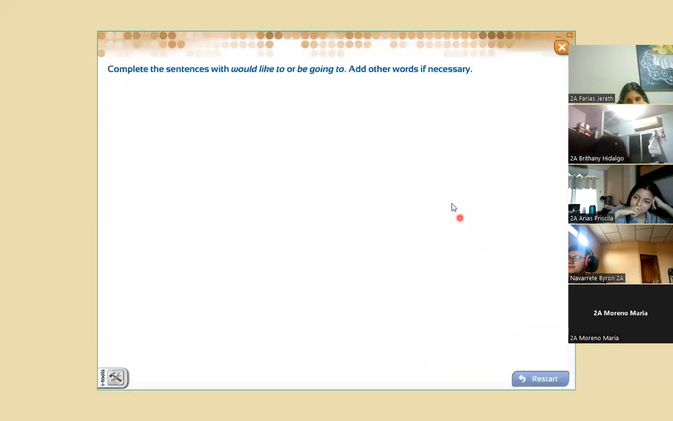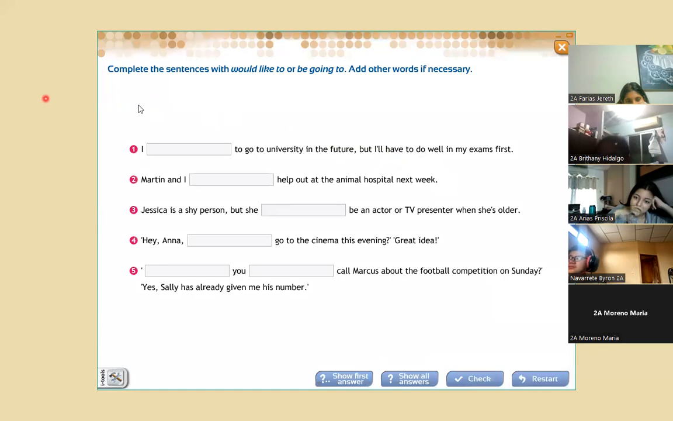Okay, so now we're going to work on these sentences. We're going to use would like or be going to. Would like or be going to, okay? Please, in the number 1, Jinson, give me the number 1. I would like to go to university in the future, but I'll have to do well in my exams first. Remember, I would like is a preference. I'm trying to do that, okay?